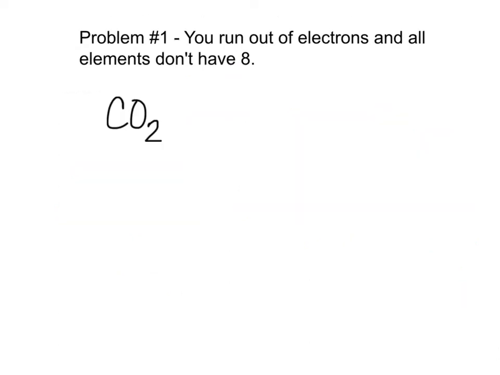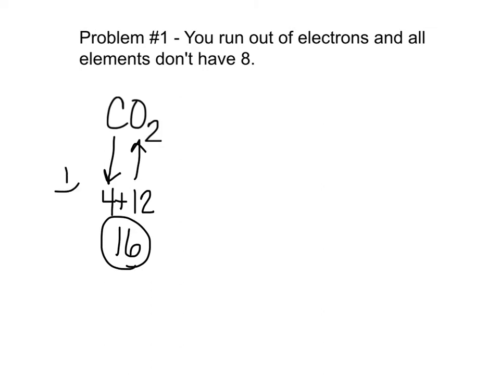Alright, so it would be nice if they all worked out nice and pretty, but they don't. So let's take a look at this one, carbon dioxide, and we're going to run into a problem. So we're going to start with our original rules. Oxygen has 6 valence electrons, so there's 2 of them, so that makes 12. Carbon has 4, so we're going to add those together. That gives us a total of 16 electrons we're going to place. That was our first step.